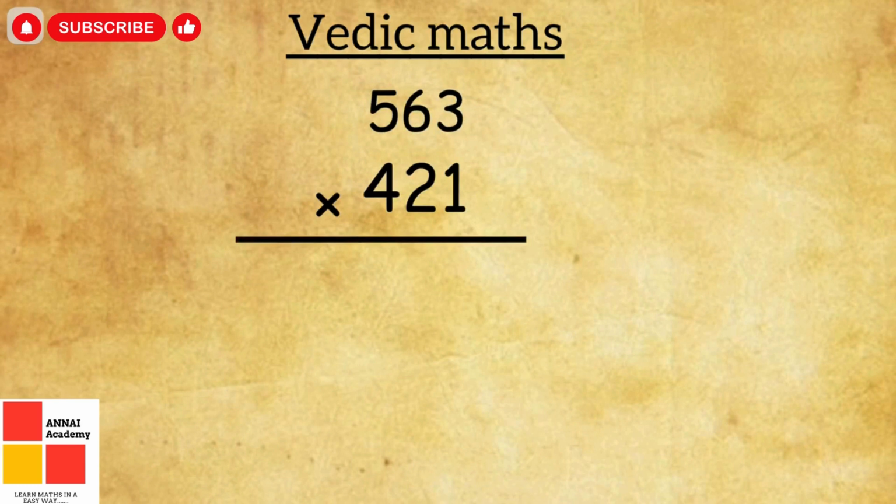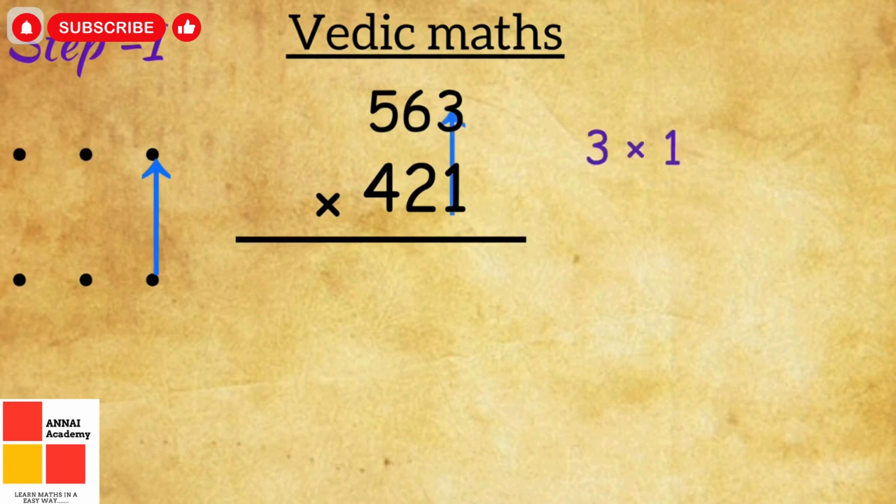In the first step, we have to multiply the rightmost numbers, that is 3 and 1. After multiplying 3 and 1, we will get 3. So we have to write it in the answer.